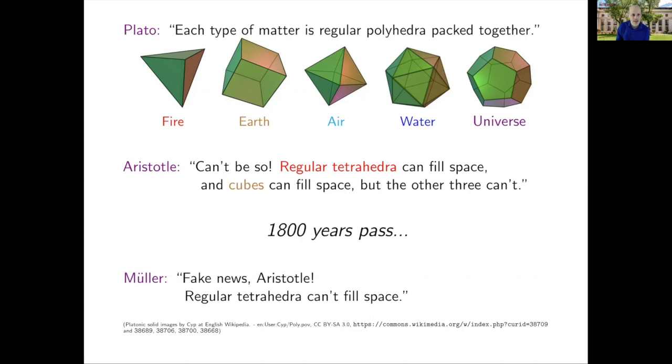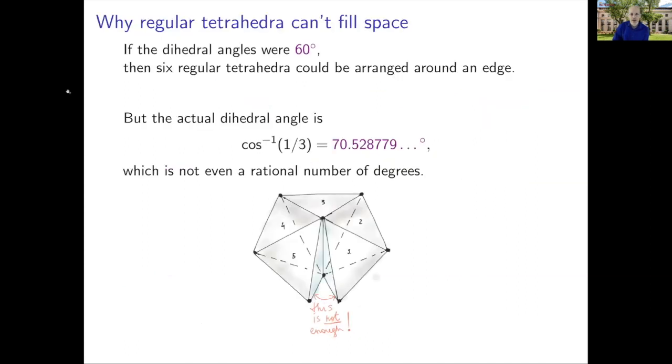Okay, anyway, let me go on and explain why regular tetrahedra can't fill space. It has to do with the dihedral angle that a tetrahedron has. So remember, the dihedral angle is the angle between two faces. And because it's regular, all the 6 dihedral angles here are the same. Now, if that dihedral angle for a regular tetrahedron were 60 degrees, well, then you could take 6 of those tetrahedra and fit them around an edge, and they would fill space, at least locally, around that edge. But the actual dihedral angle is a little bit bigger. If you work it out, it turns out to be a little bit more than 70 degrees.